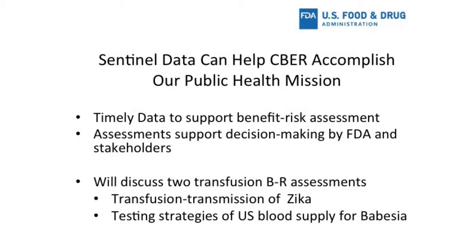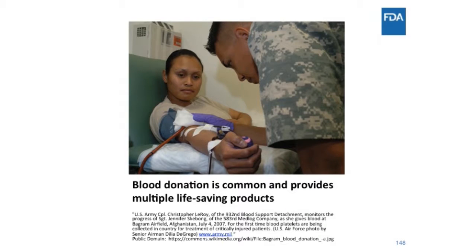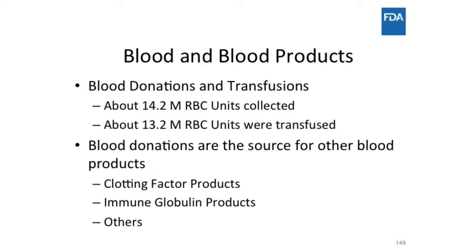Just for a little bit of background, blood donation is common and it provides multiple life-saving products. To give you an idea of the numbers we're talking about, in 2013 there were more than 14 million red blood cell units that were collected from donors, and there were about 13 million red blood cell units that were transfused to recipients. So we're talking a large number of procedures.